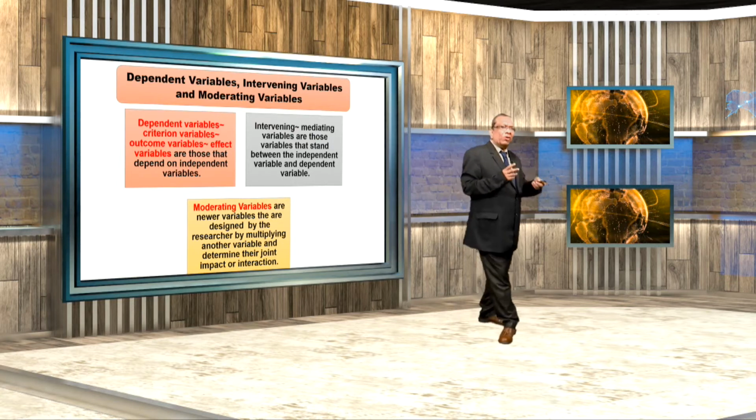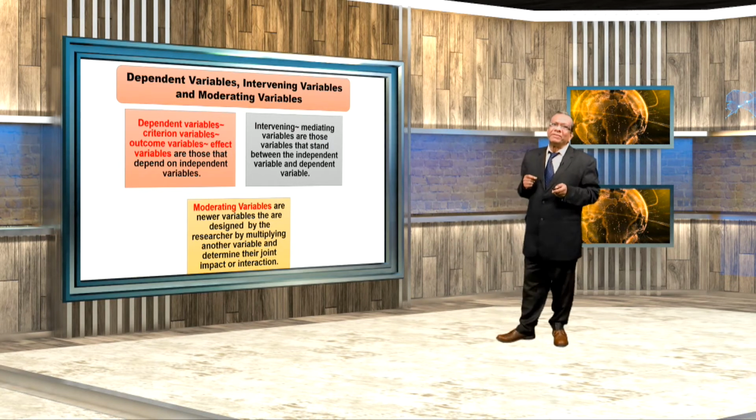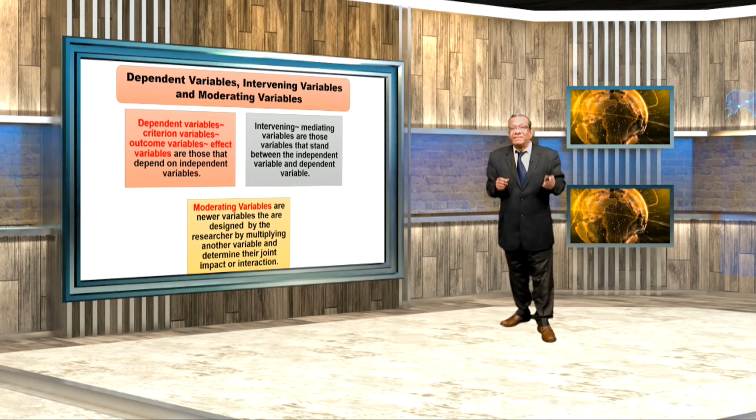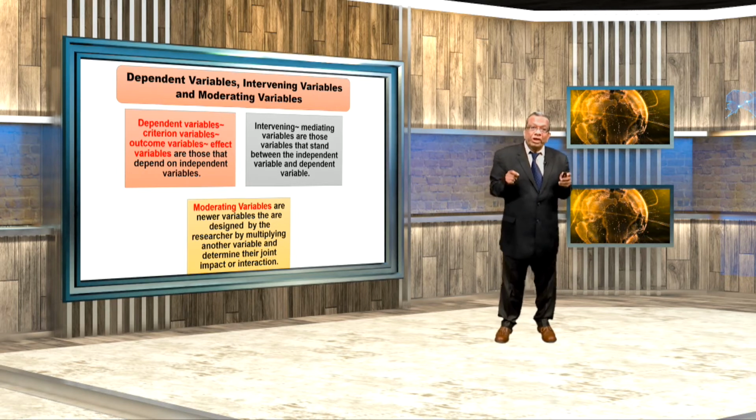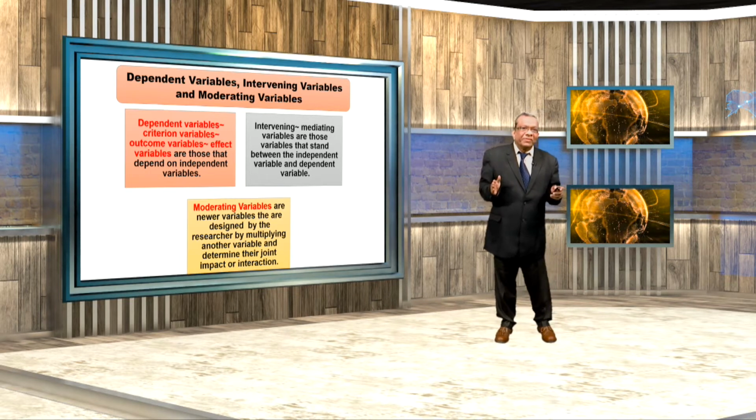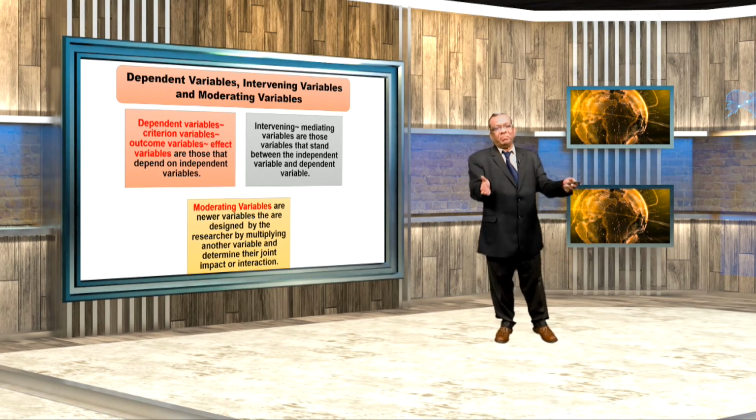Now, let me also give the definition of dependent variables. We also call dependent variables, intervening variables and moderating variables. All these definitions I give you. Now, first thing is dependent variables. Dependent variables, criterion variables, outcome variables, effect variables, all are the same, or those that depend on independent variables.